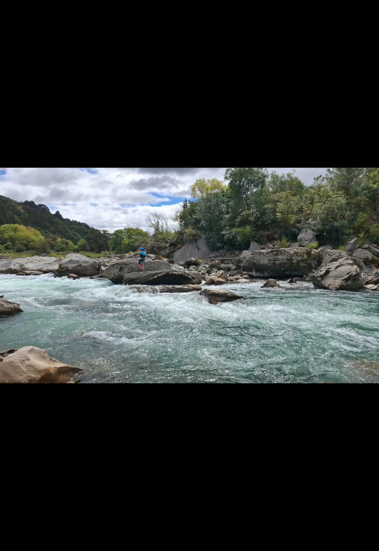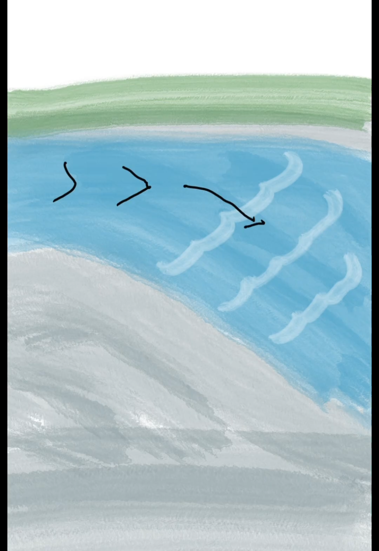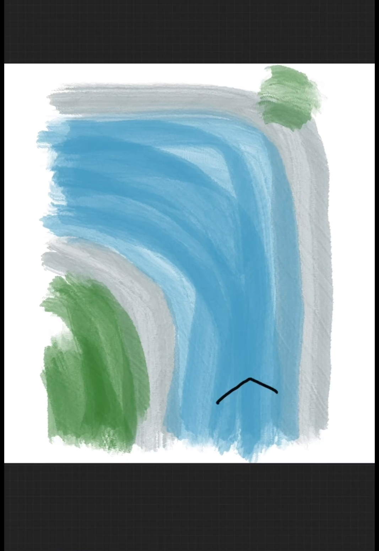A rapid is caused by a change in the river, taking water in a bigger section and forcing it into a smaller section, meaning some of the water has to go up for it to fit. This makes it become turbulent. This is what we call a river bend.